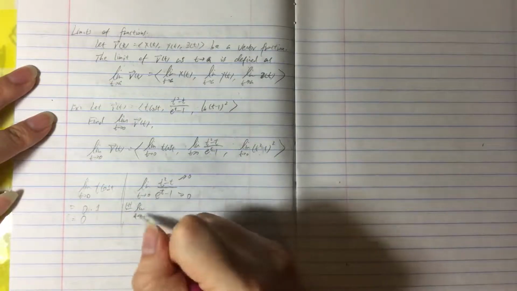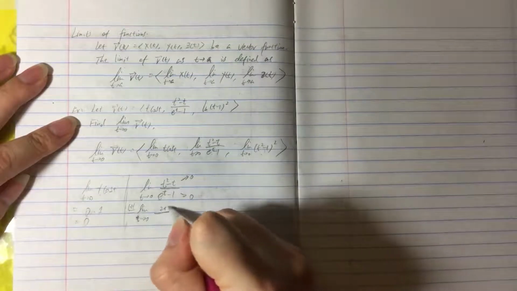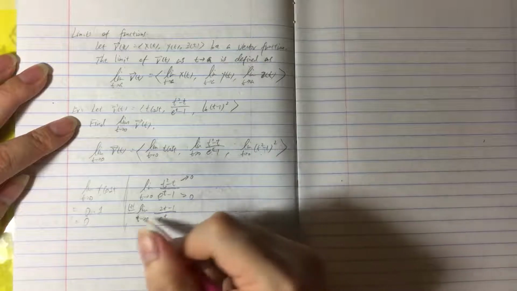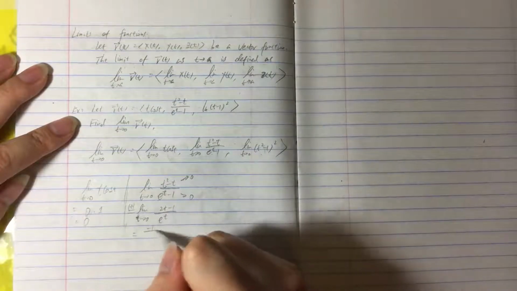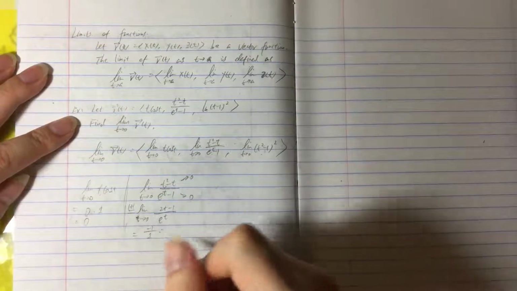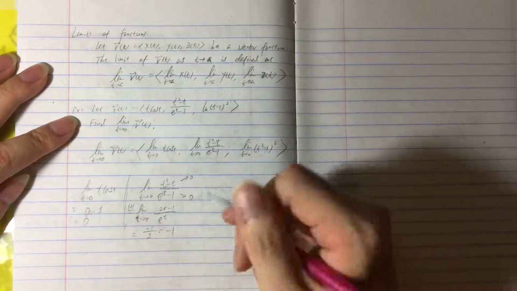If we apply L'Hopital's rule here, the numerator is 2t minus 1. The denominator is e to the power t. When t goes to 0, the numerator is negative 1, and the denominator e raised to power 0 is 1. Negative 1 over 1 is negative 1. So the limit for the second component is negative 1.